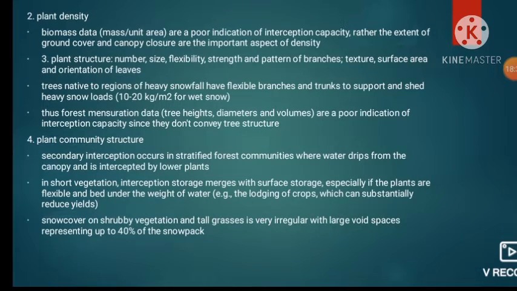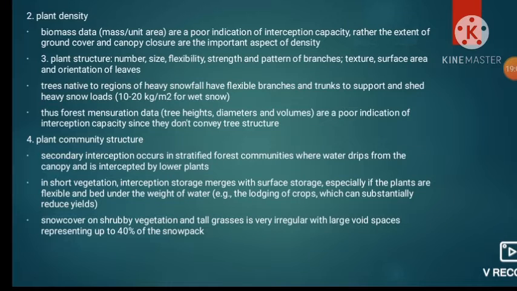Trees native to regions of heavy snowfall have flexible branches and trunks to support and shed heavy snow loads, 10 to 20 kg per meter squared for wet snow. Thus, forest mensuration data, such as trees' heights, diameters, and volumes, are a poor indication of interception capacity since they don't convey tree structure. 4. Plant community structure.